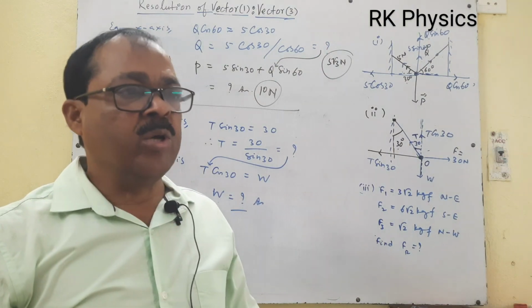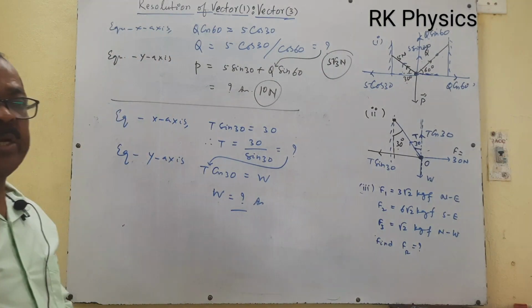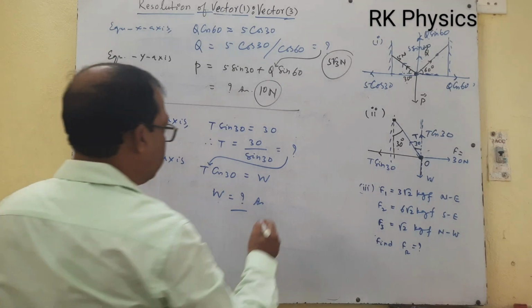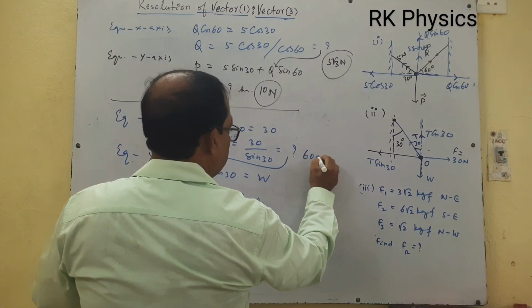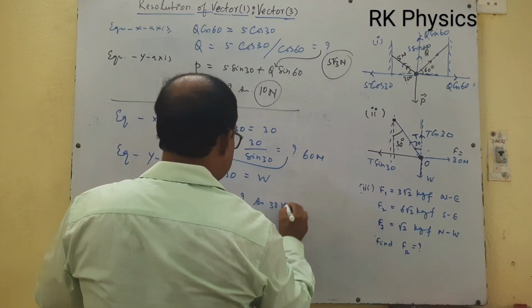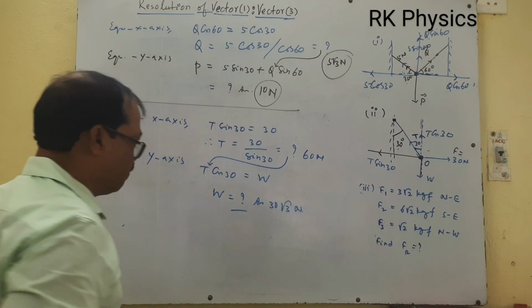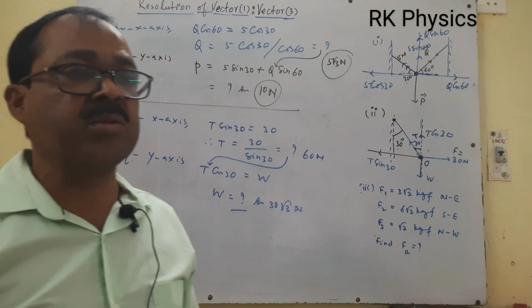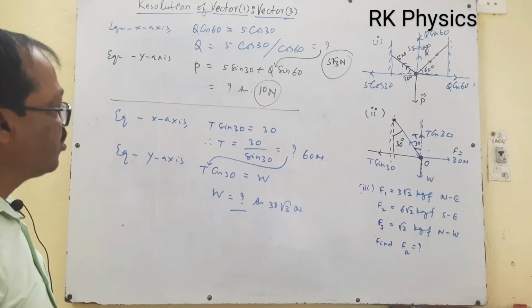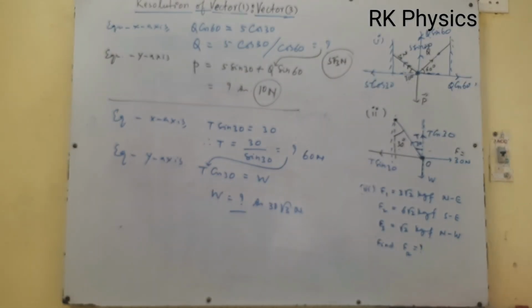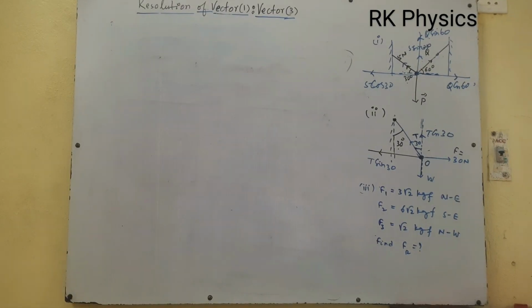Okay. Now if you solve this, then you will get T equal to 60 Newton, and W equal to 30 root 3 Newton. Substitute the values and check whether your answer is wrong or right.